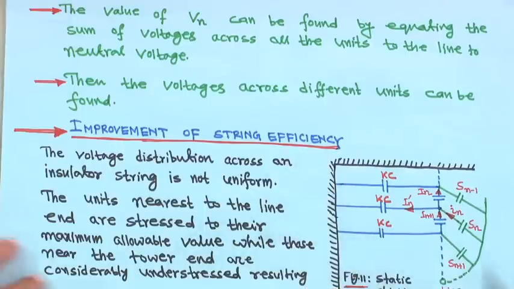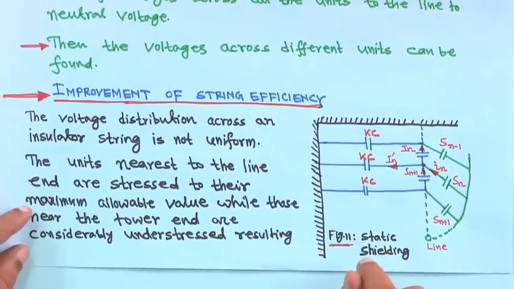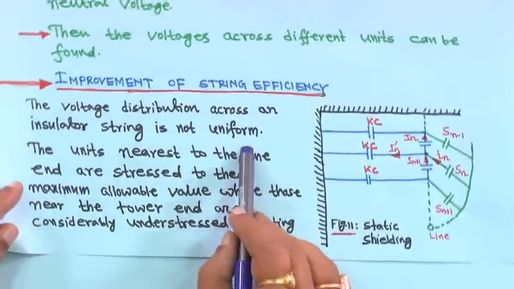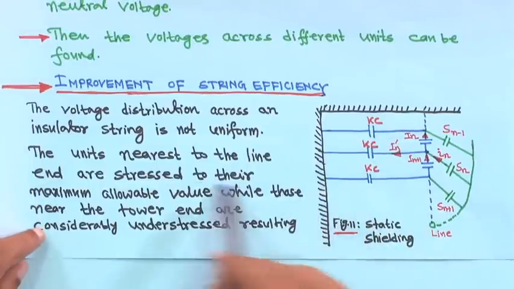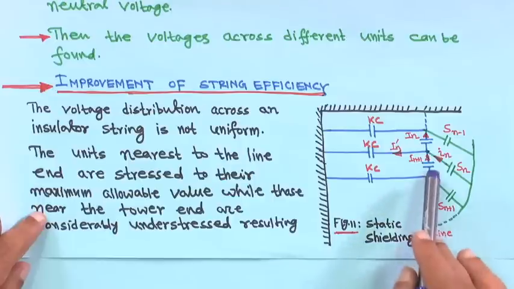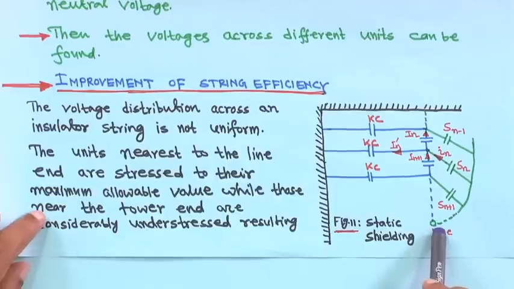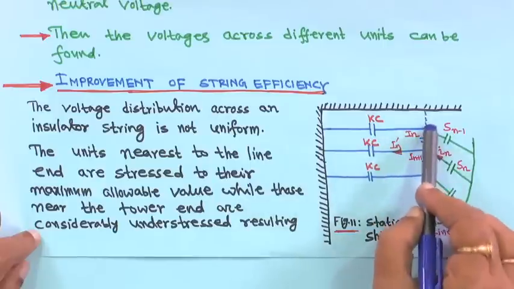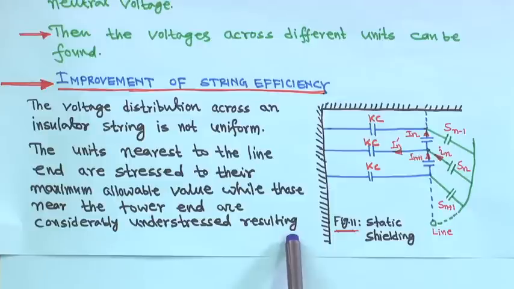Now, another thing is improvement of string efficiency. It is not possible to make the string efficiency 100%. The voltage distribution across an insulator string is not uniform. This is because of the stray capacitance. The units near the line end are stressed to their maximum allowable value, while those near the tower are considerably under stressed, resulting in a waste of insulating material.